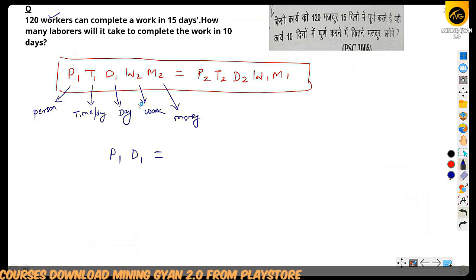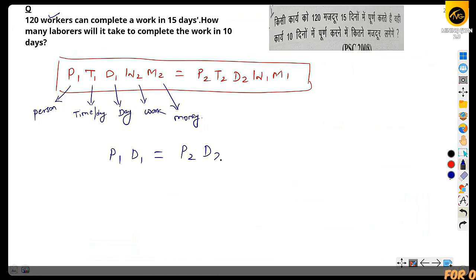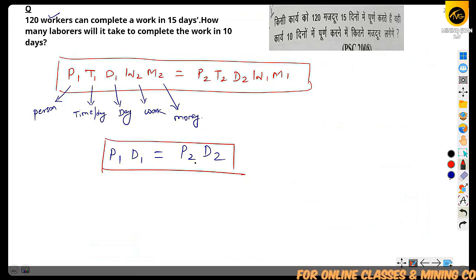We only have just person, number of person and number of days. Now equivalent to, again we have to use the number of person and number of days in the second portion, so P2 into D2. Now this is the formula for this question: P1 D1 is equals to P2 D2.